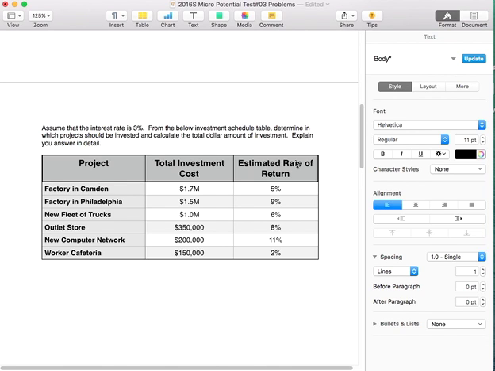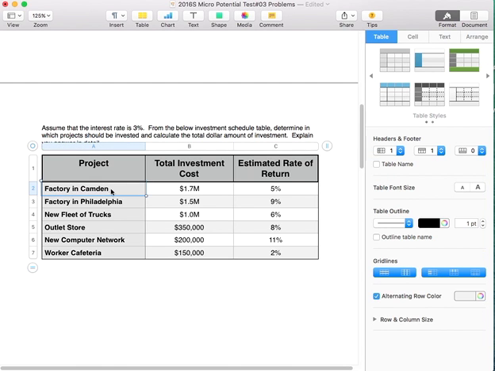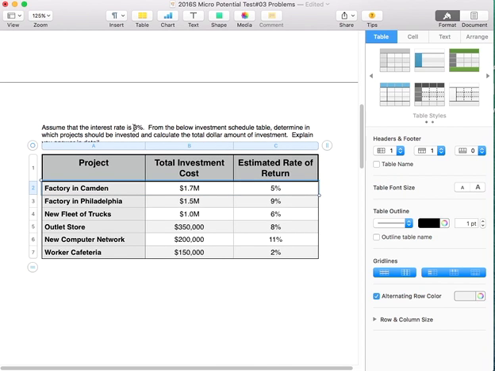So the interest rate is important here because we compare that interest rate of 3% to the estimated rate of return. If the estimated rate of return is greater than 3%, we will engage in that investment. For example, here you can see that the factory in Camden has an estimated rate of return of 5%. That is greater than 3%, therefore we will engage in that investment. So this will be invested in. We will build a factory in Camden.